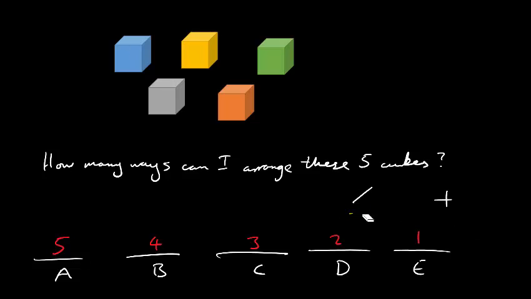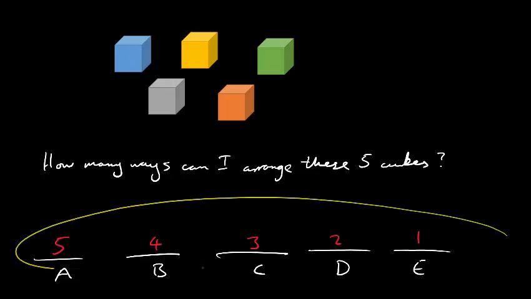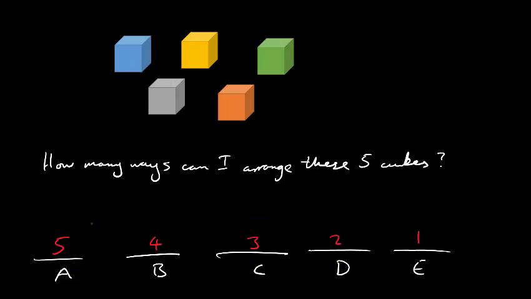Now, if you think about the events which we've described here, are you happy that they can all happen? So in other words, we can have 5 cubes to choose from in position A. And we can have 4 cubes to choose from in position B. And we can have 3 cubes to choose from in position C, and so on and so on. So are you happy then that we can multiply? That we just multiply all these numbers together?